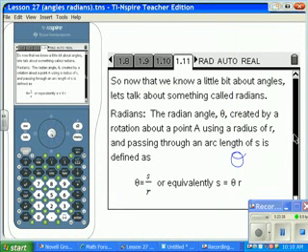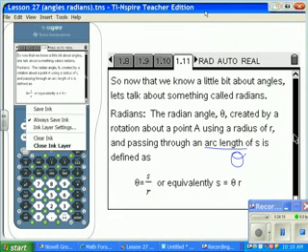T-H-E-T-A. Theta. All right, so theta is created by rotation around a point A using a radius of r, passing through an arc length s. So we have a very nice formula, theta equals s over r, or s equals r theta. R stands for radius, just like it always does. S stands for arc length, and that's something you're going to have to get used to. I'm going to show you a picture of what this actually means in just a second.